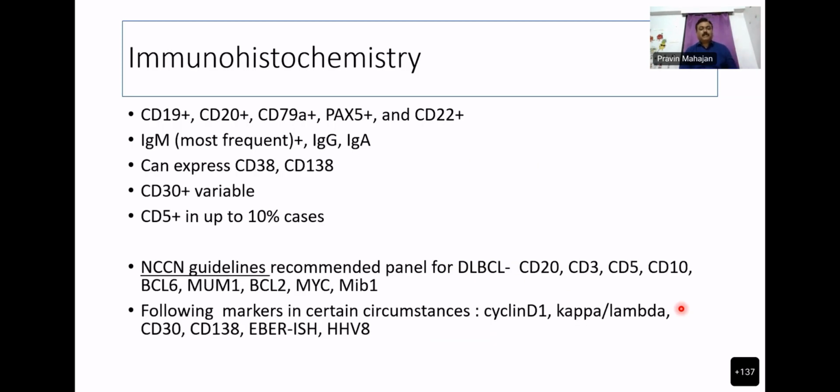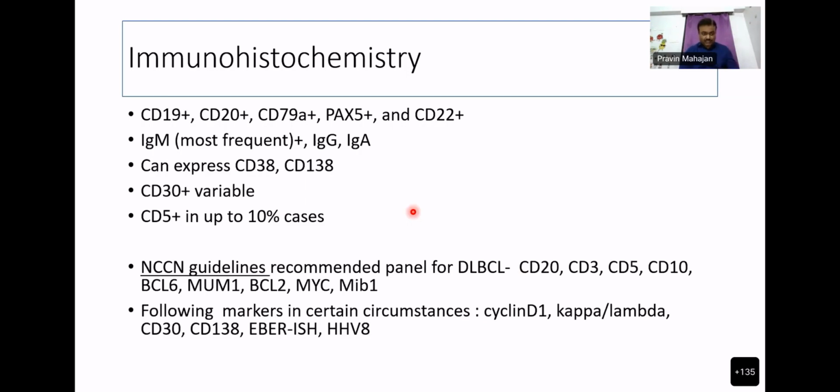So immunohistochemistry, to prove that this is a large B-cell lymphoma, most commonly we do CD20, but sometimes you might need to do other markers like CD19, CD79A, PAX5. Most of these tumors can show some heavy chain restriction. IgM is most common in that. Sometimes they will express plasmacytic markers CD38 and CD138. CD30 can be variably positive, and up to 10% of the tumors do express CD5.